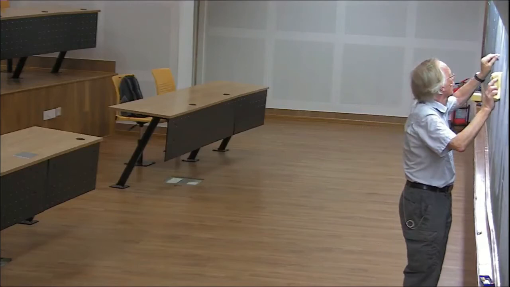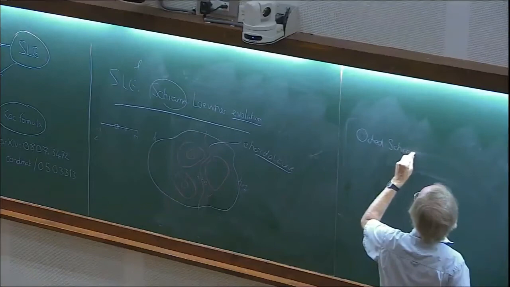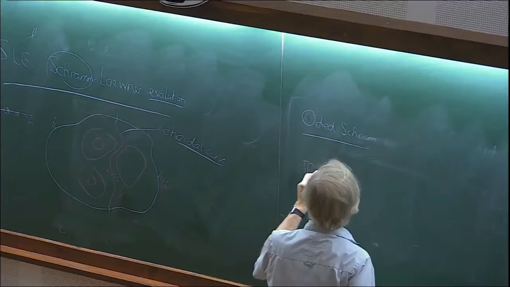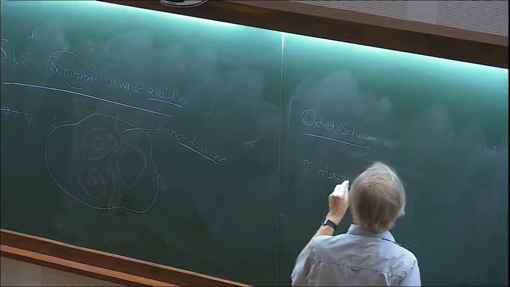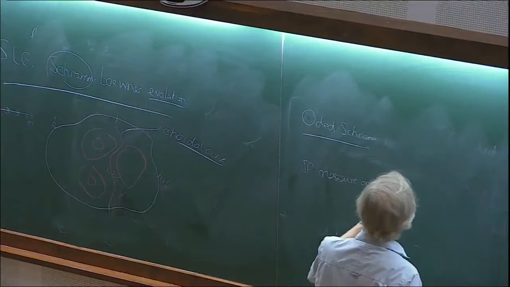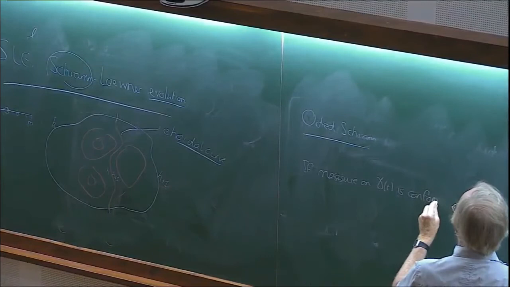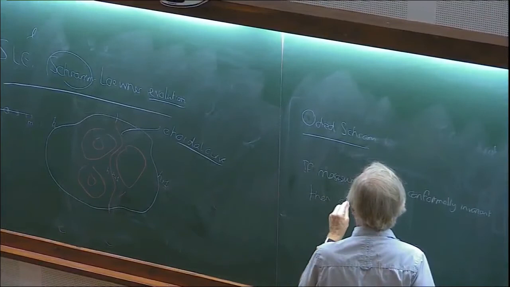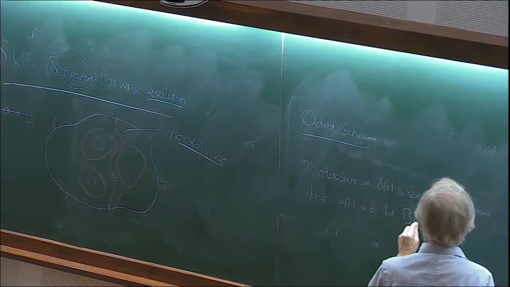was due to Schramm in about 2000 or so, who said that, and I'll state it in a slightly mathematical way, if the measure on gamma of t is conformally invariant, we need to define what that means, then A of t is a 1D Brownian motion. So this was Schramm's theorem.